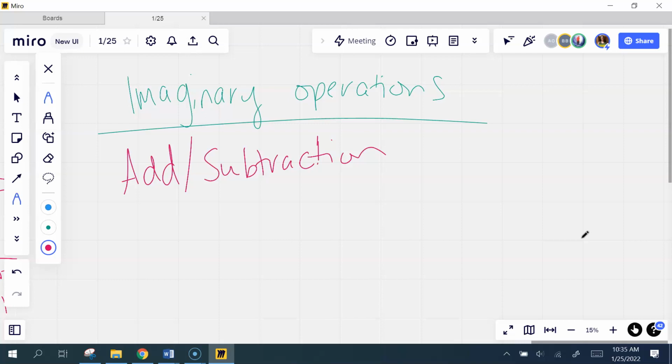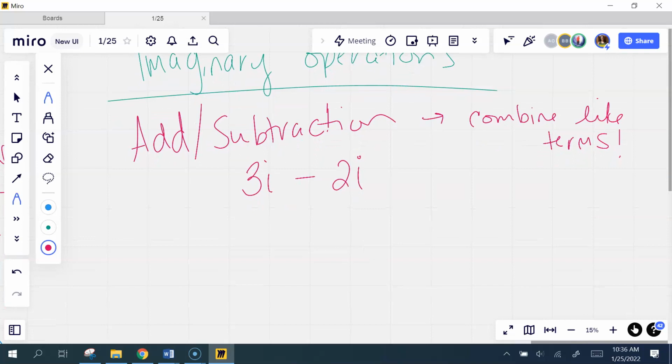Now remember, imaginary numbers are just a number with an i hooked to them, right? So maybe I have 3i minus 2i. Super duper easy. Think about this like combining like terms. That is all you do when you add or subtract imaginary numbers. So what is 3i minus 2i? It's just 1i. Y'all okay with that? Okay.